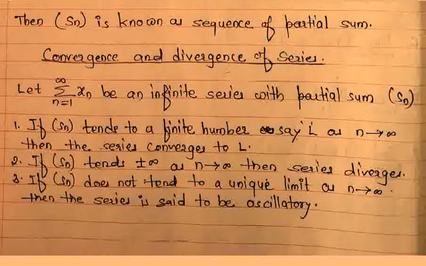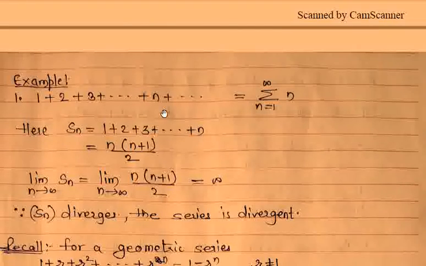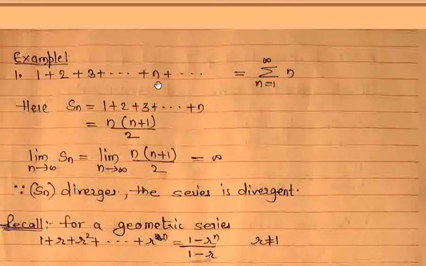Convergence and divergence of series. Let the sum of x of n from 1 to infinity be an infinite series with partial sum Sn. If Sn tends to a finite number, say L, as n approaches infinity, then the series converges to L. If Sn tends to infinity as n approaches infinity, then the series diverges. If Sn does not tend to a unique limit as n approaches infinity, then the series is said to be oscillatory. Example, 1 plus 2 plus 3 up to n.